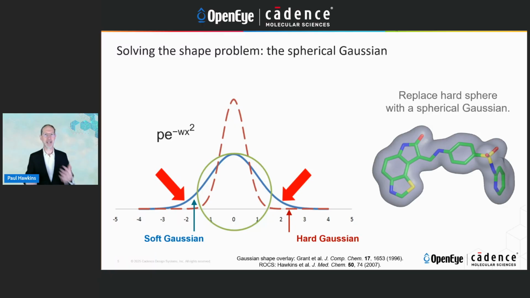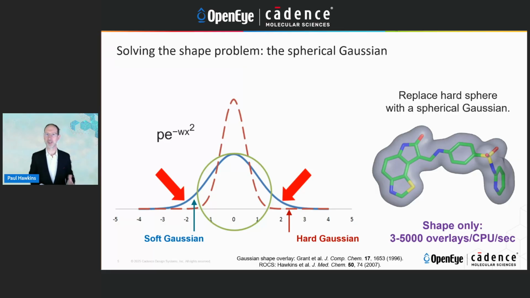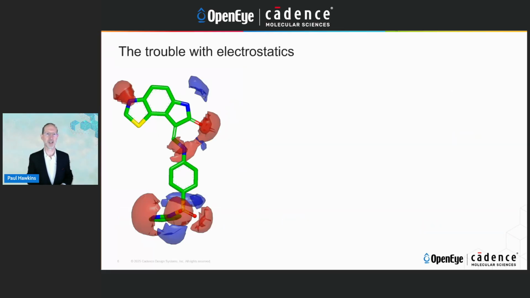So we've abandoned the traditional hard atom-centered sphere model for an atom-centered spherical Gaussian, and using some clever mathematical tricks, we're able to align and compute similarities between molecules at very high speed using this spherical Gaussian model. So that seems to be the shape problem solved. We represent the volumeness of an atom as a spherical Gaussian.